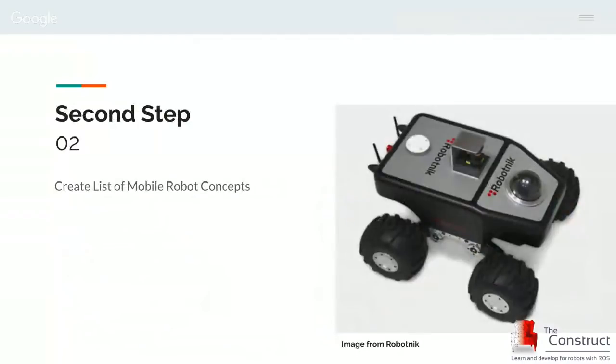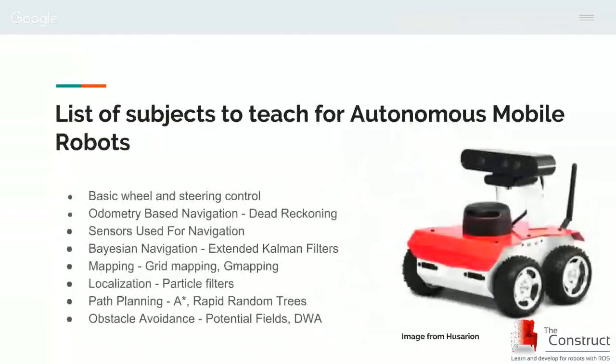Then in the second step, we have to create a list of the mobile robot concepts that we would like to teach. That depends on the teacher. There are some topics that teachers prefer to teach. There is no unified curriculum about mobile autonomous robots. So I'm going to show you the one that I am using, and I think it is quite complete without going into too much depth.